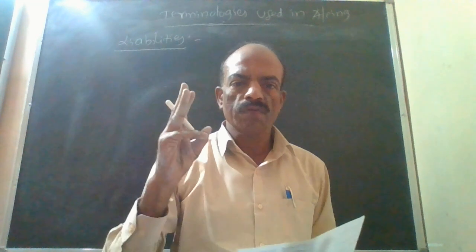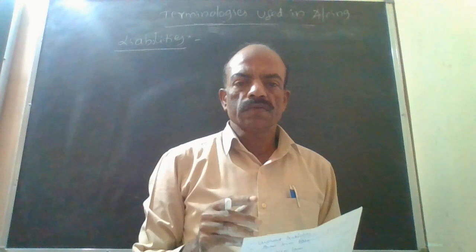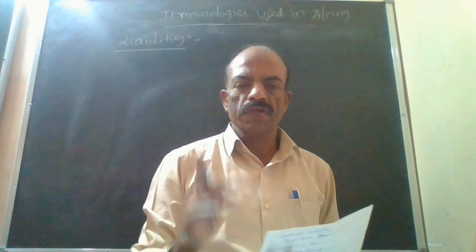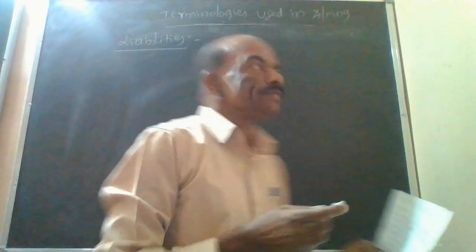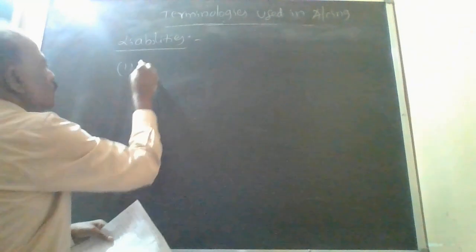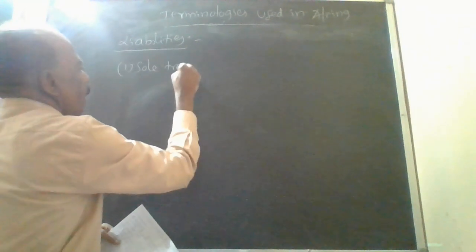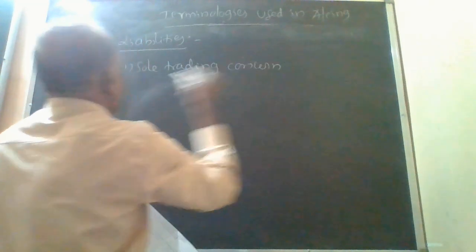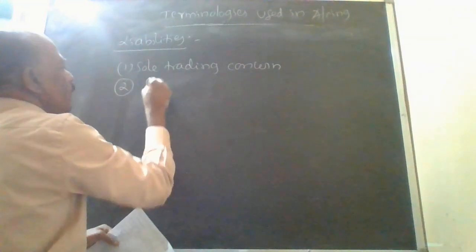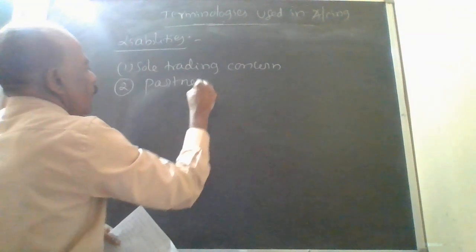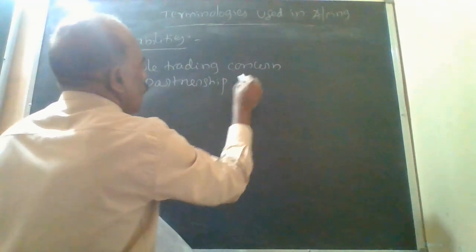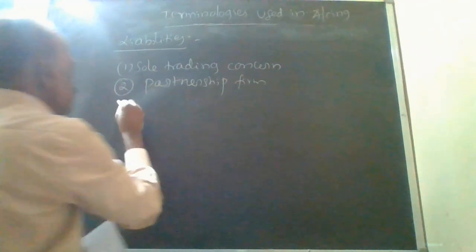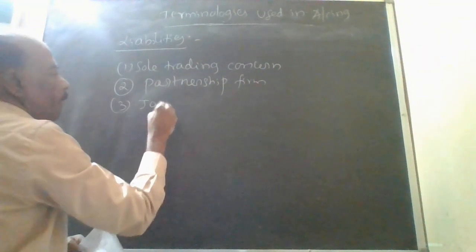So there are three types of business organizations, and first you have to understand that. First one is the sole trading concern. Second one is the partnership form. Third one is the joint stock company.